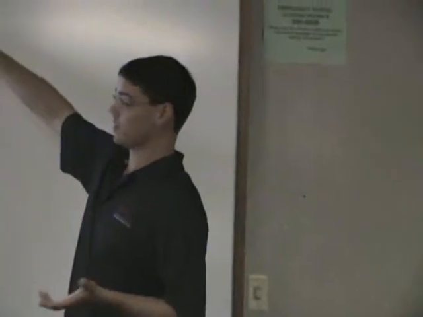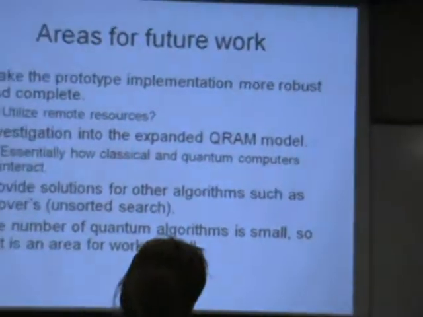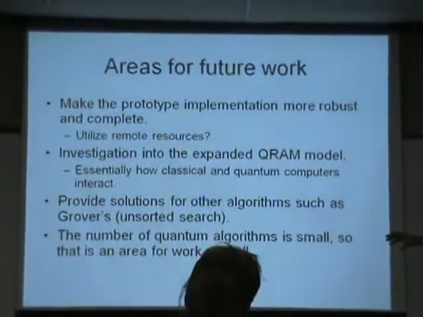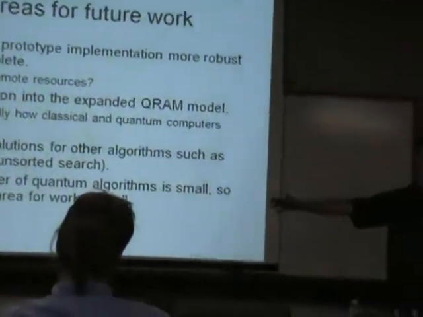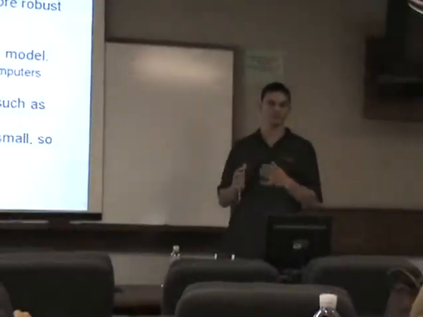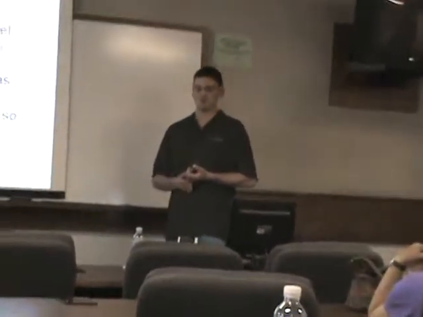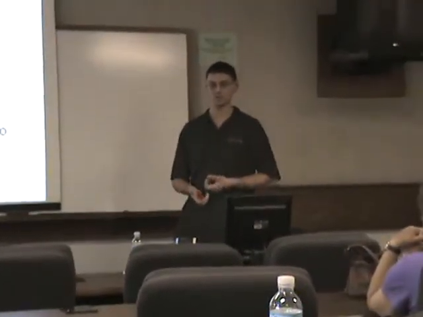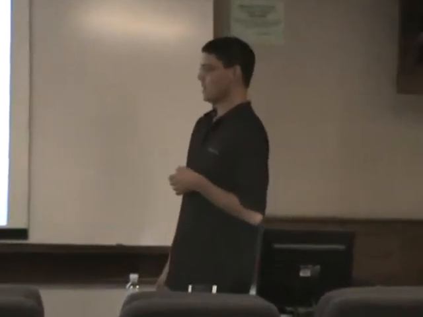I, or anyone else, could look into the QRAM model. That's essentially how the quantum and classical computers interact. Everyone's kind of said, okay, we have your classical computer, let's control. The quantum computer is a slave, and you send operations to the quantum computer and get back a result. But really, how does that interaction work? What happens when you start sharing quantum resources? What happens when the client times out, when the master times out, and so on and so on? So there's a lot of work there.